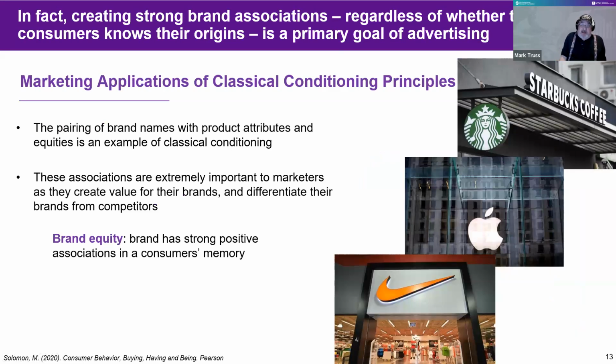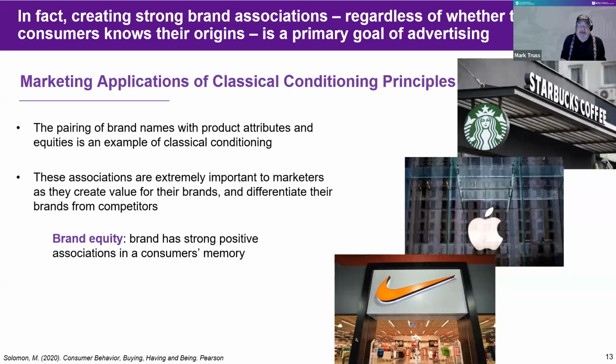What are marketing applications of classical conditioning? Well, building brand equity is classical conditioning. The pairing of a brand name with product attributes or brand equities is an example of classical conditioning. This is what marketers spend a significant portion of their budget doing. These associations are extremely important to marketers. They create value for the brand. When brands have built equities, there are tangible values to those equities, and it differentiates the brand from competitors, right?